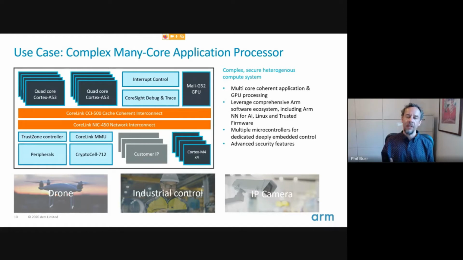So we have technology, software that makes it much easier to implement machine learning on ARM technology. And in fact, most of today's machine learning at the edge is already done on ARM using the software that we provide. And that's providing some of the advanced security features that we have.